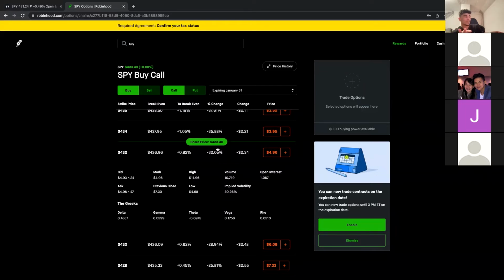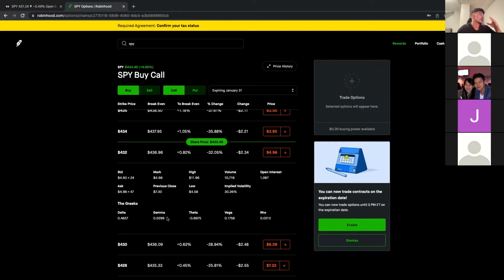Okay, let me restart here. You have a $432 call option on a $433 stock. This is an in the money contract, right? So we have this very high delta. Now, the reason this theta is so significant is because this contract expires tomorrow.